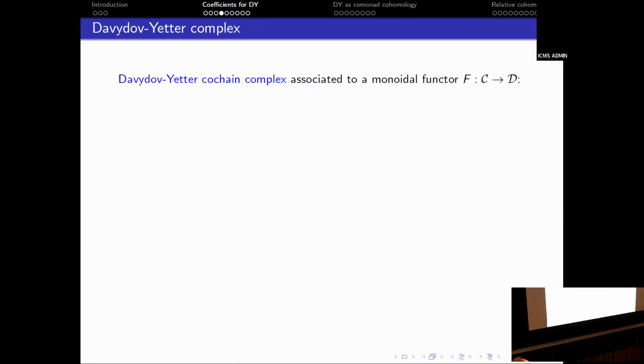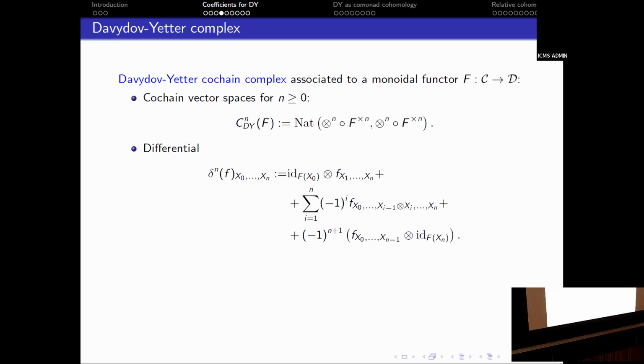And the Davydov-Yetter cochain complex is a cochain complex associated to such a monoidal functor. There's no joint paper by Davydov and Yetter. And I guess there will never be a joint paper between Davydov and Yetter. So it's independent work, and both deserve credit.